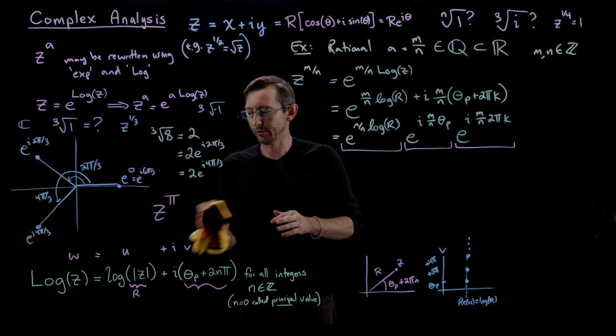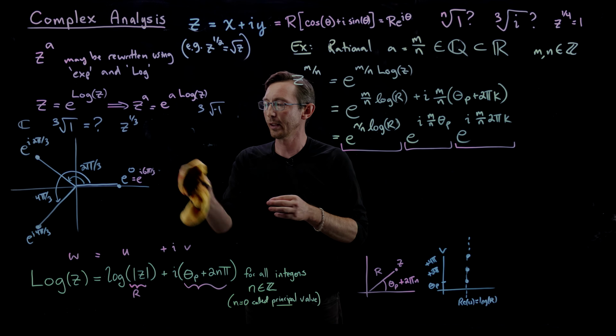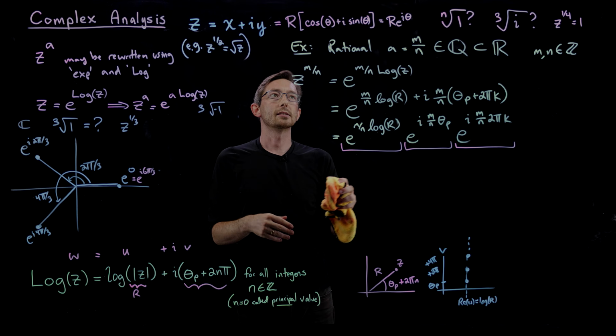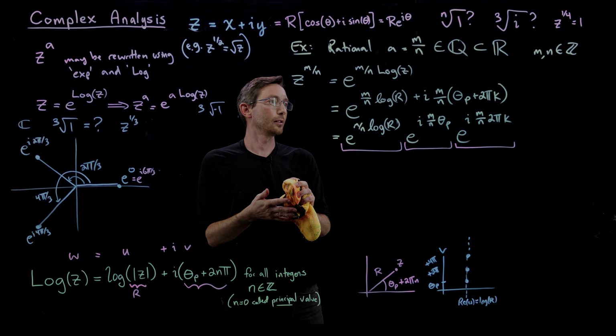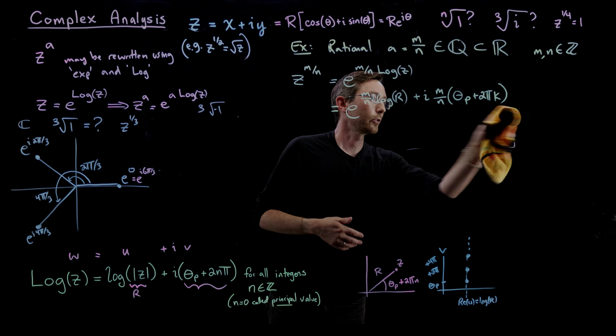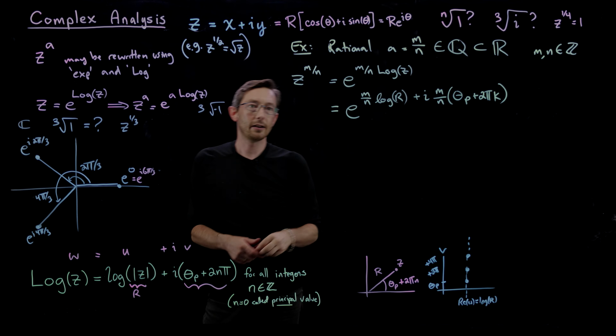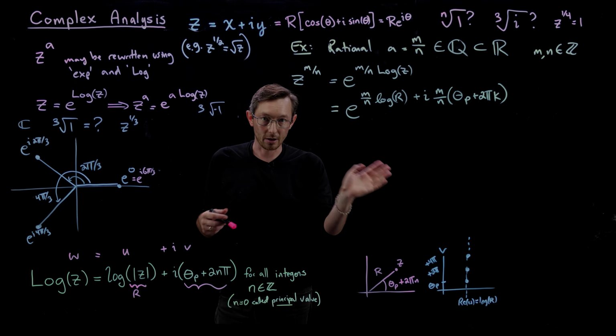Good. What else do I want to say? Maybe I'll just do a couple more examples because I think this is really helpful. Let's see. Okay, I'm just going to erase this because I actually like this formula better. Let's do the 4th root of i, and then we'll call it quits.